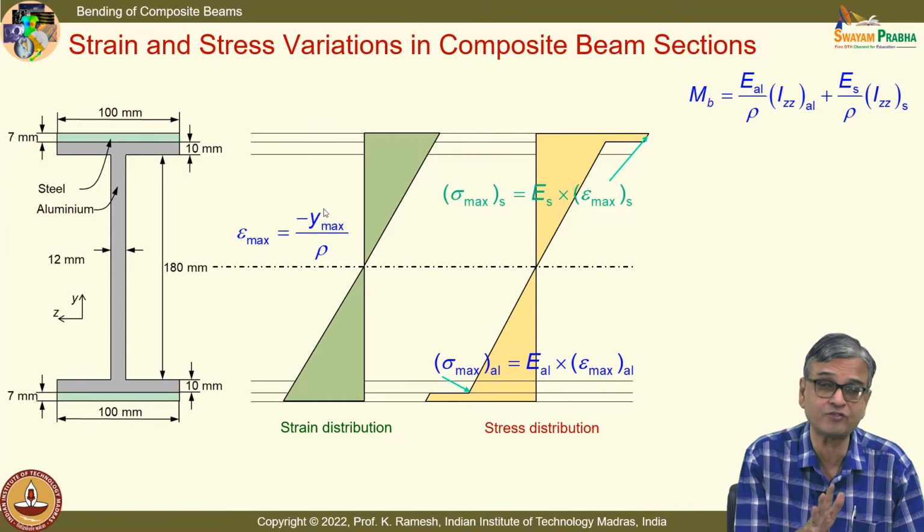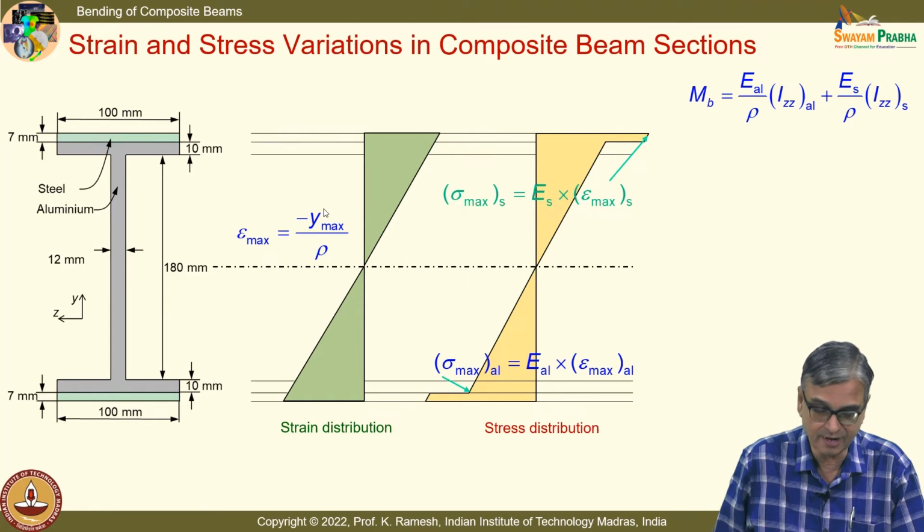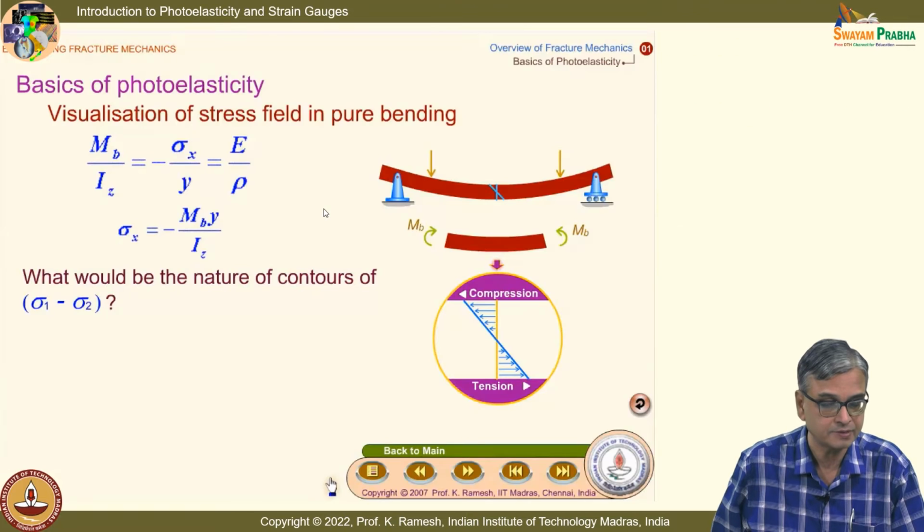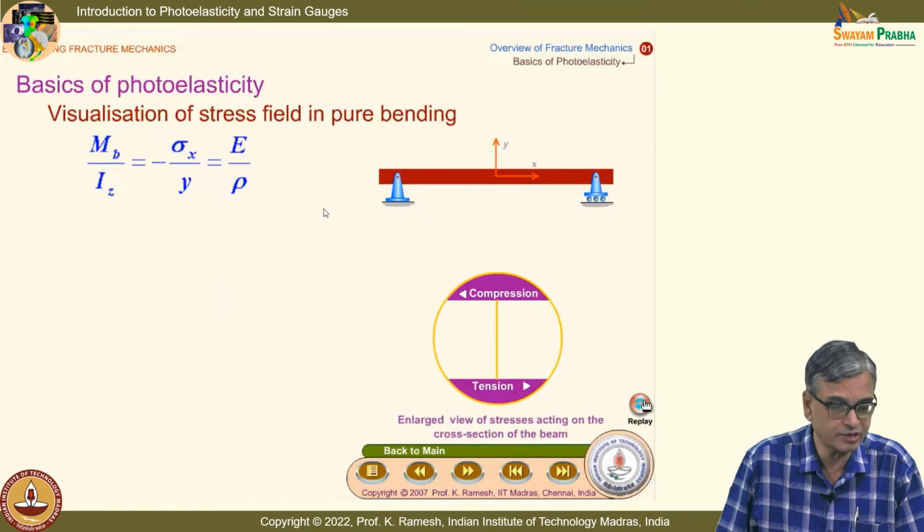In the case of a hoop, it is constant. In the case of bending, it varies linearly even though thickness is small. It is a subtle point for you to note. And we have also looked at basics of photoelasticity.